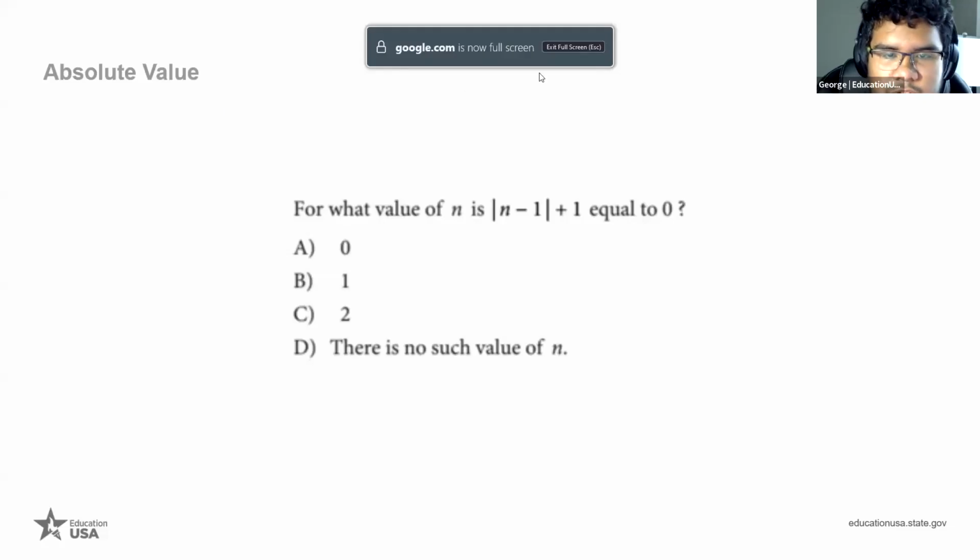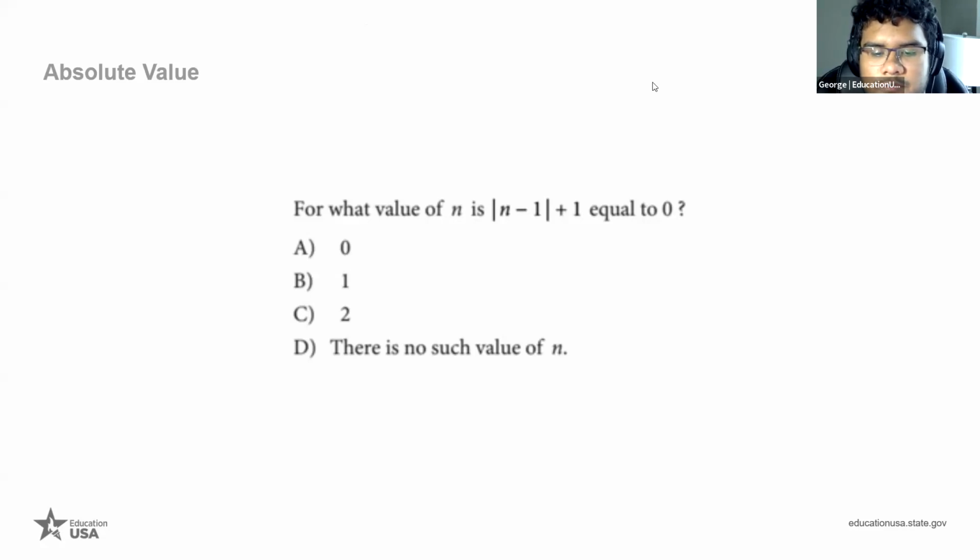This last one here is easier, but it focuses on absolute value, because that's another topic that may be tested in these linear equations. So this question is asking, for what value of n is the absolute value of n minus 1, plus 1, equal to 0? You can go ahead and work that out real quick, because this is a simpler problem, so it won't take as long to answer and explain. So let's go ahead.